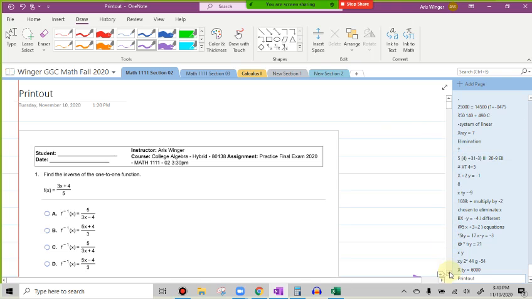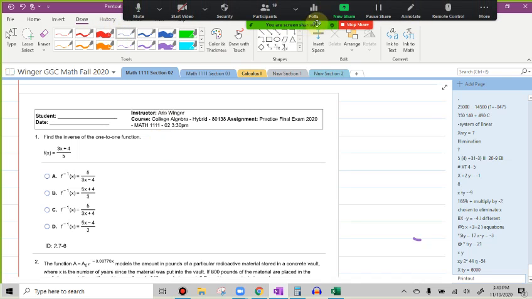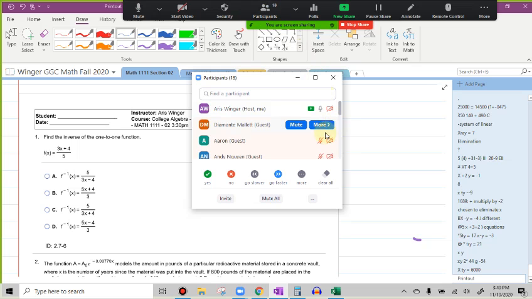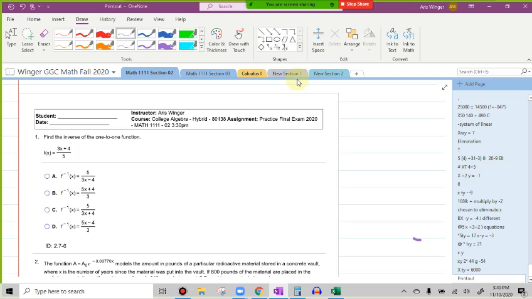First question is going to be about finding the inverse. Here are the steps that we had. Let me double check, make sure that everybody is muted here. I got one person who's not. Okay, perfect. All right, so I've got f of x equal to 3x plus 4.